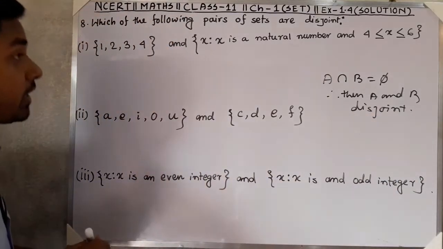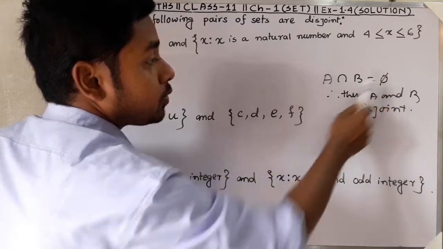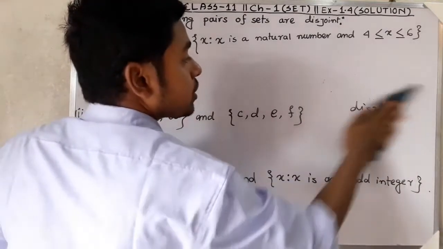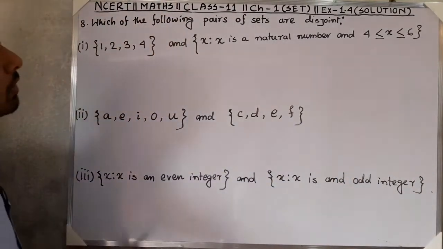Okay, now we have to check here where the intersection of two sets is equal to the empty set, and in each question we are having what? Two sets.